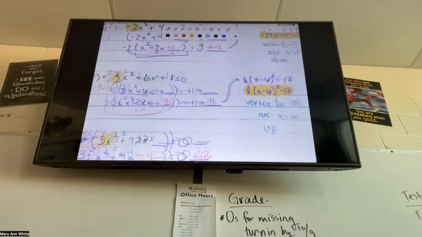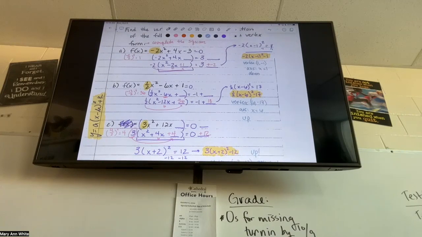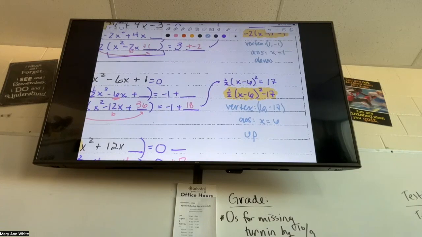All right, jumping down, you ready to do the shortcut now that we did the long cut? Anybody have any questions on putting in vertex form? Or completing the square, especially on that last one? Everyone's good with that? Okay.